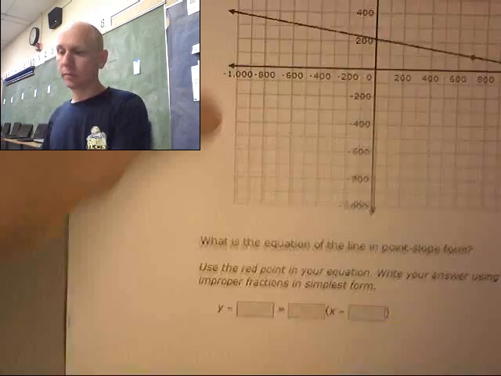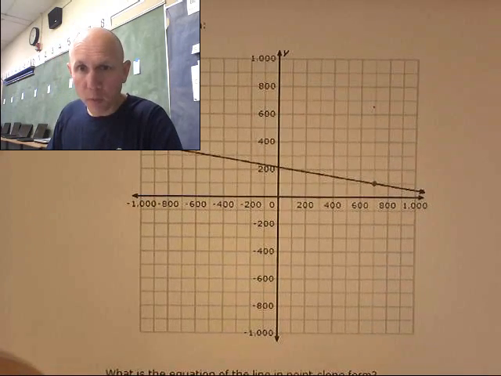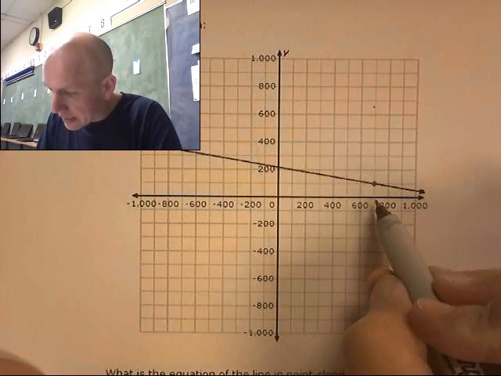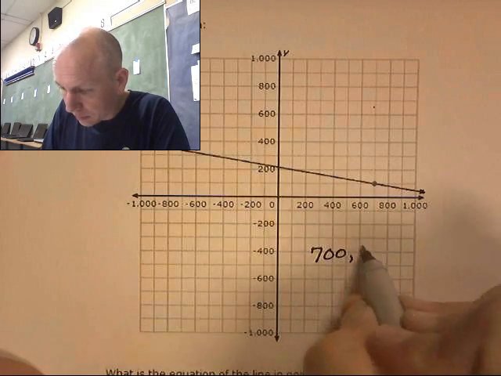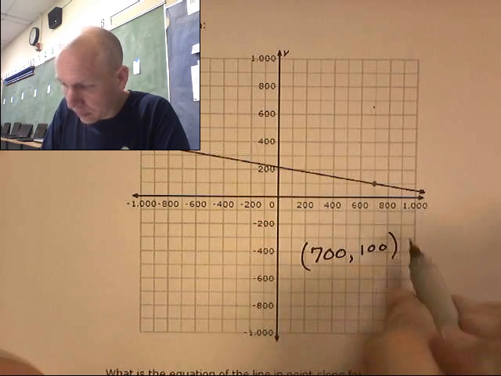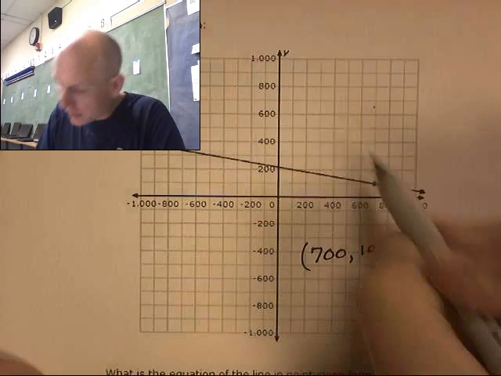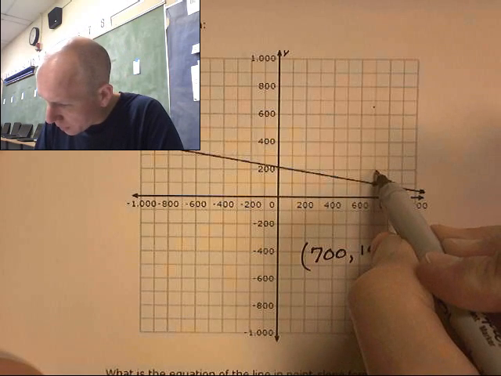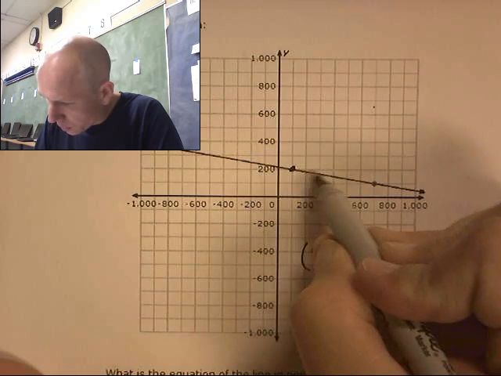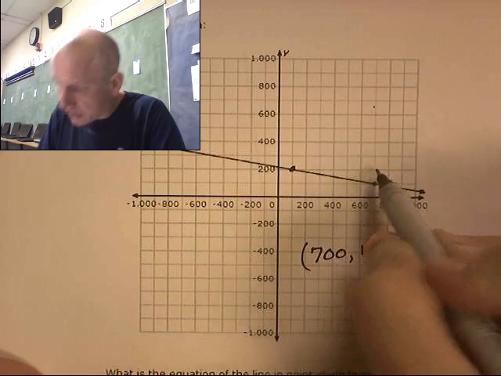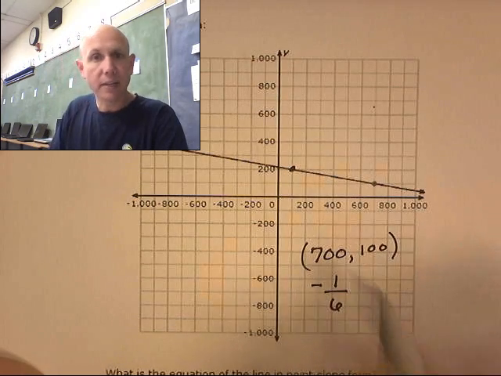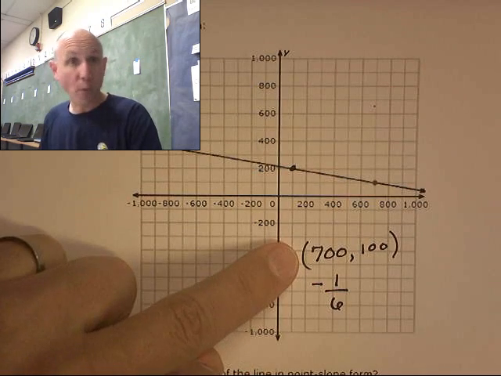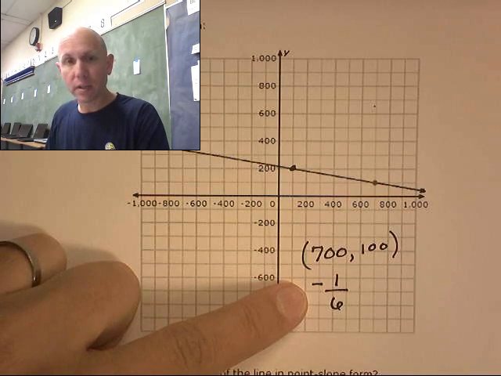Let's try another one. First thing I have to do is find the point. Okay. The point on this one is at 700, 100. The slope of this, it's a rise of 1 and a run of, what's that? 1, 2, 3, 4, 5, 6. It's a rise of 1, a run of 6, and it's a negative. So I found the point that was given to me, and I also found the slope.